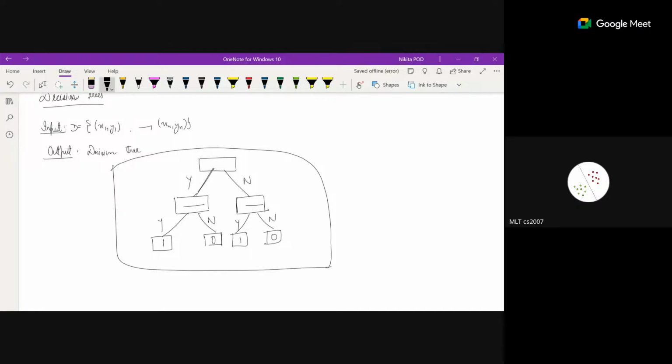So here you are learning this decision tree, whereas in KNN you are not learning anything. Once we have the data set, we learn this tree, and then using only this tree, if I am given any new data point, I can predict the label for that data point.